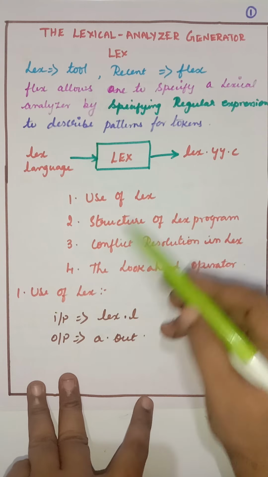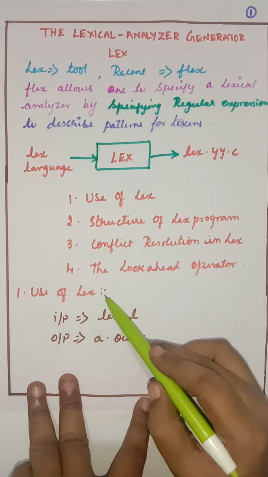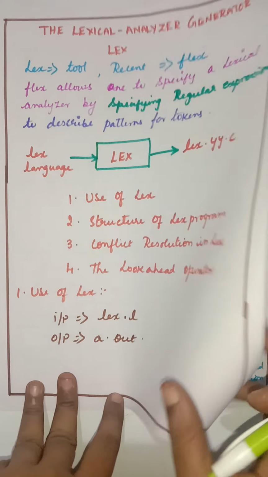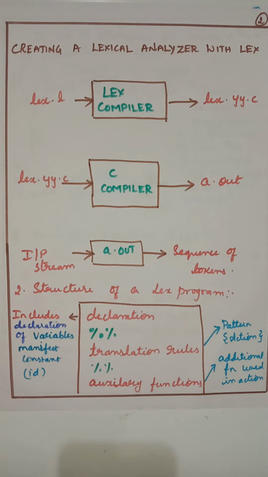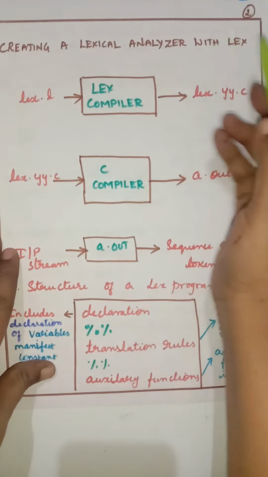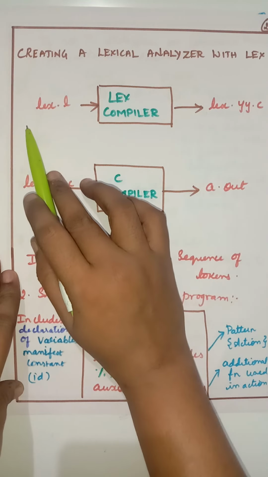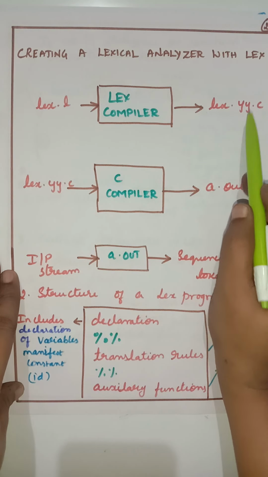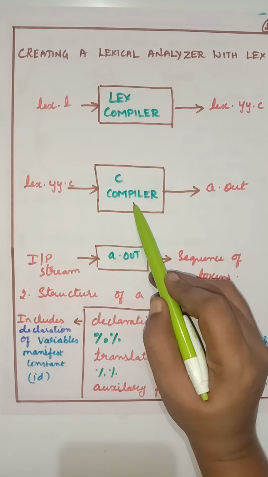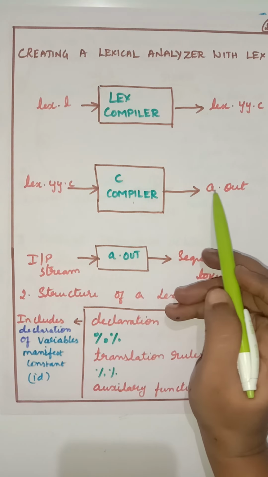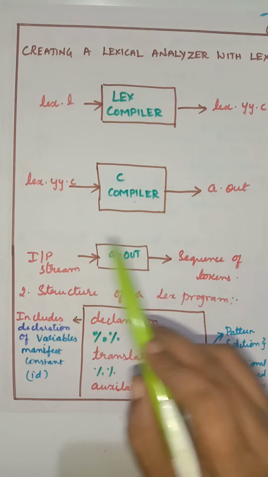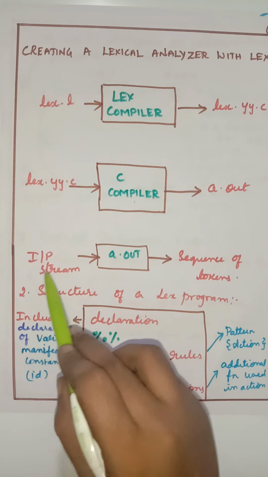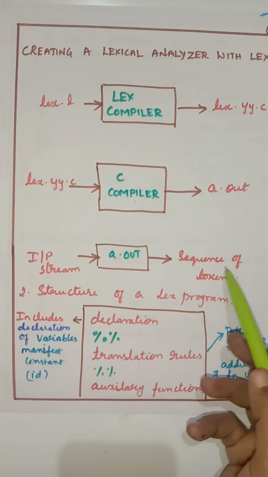The first one, use of lex. The input is lex.l, and the final output is a.out. This we have seen already, but I'm going to repeat the same here. In the creation of a lexical analyzer with lex, the lex compiler takes lex.l and produces a .c extension file, which is given as input to the C compiler, and it produces a.out, which is the lexical analyzer phase. This lexical analyzer phase takes the input stream and produces a sequence of tokens, a stream of tokens.